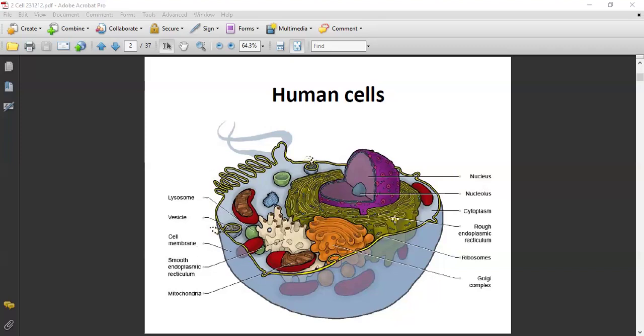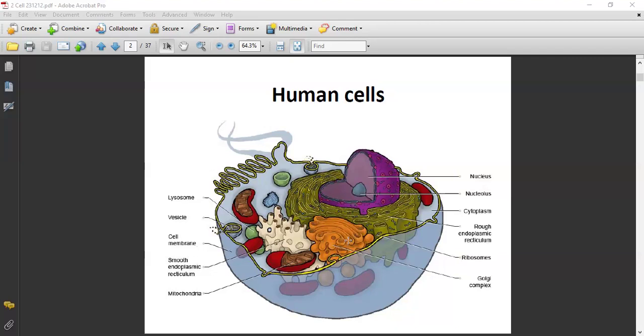You also have endoplasmic reticulum. Here you have the rough endoplasmic reticulum and also smooth endoplasmic reticulum. The rough endoplasmic reticulum contains ribosome. The function of ribosome is to translate RNA into protein. And then we also have a Golgi here, Golgi complex or Golgi apparatus.